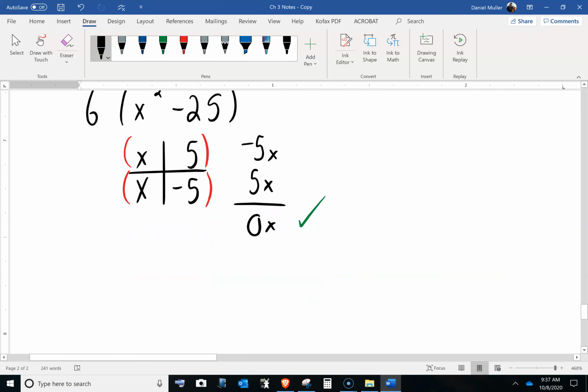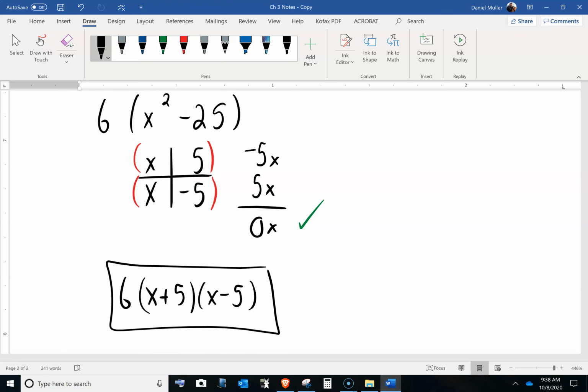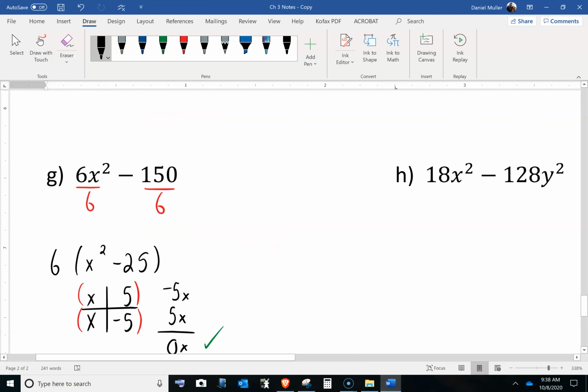Now don't forget, when you write these, if you took out a number, you got to write it out in front, which is a 6 in this case. So x plus 5, x minus 5 with the 6 out in front. So that's a reminder of difference of squares. Let's try some more.